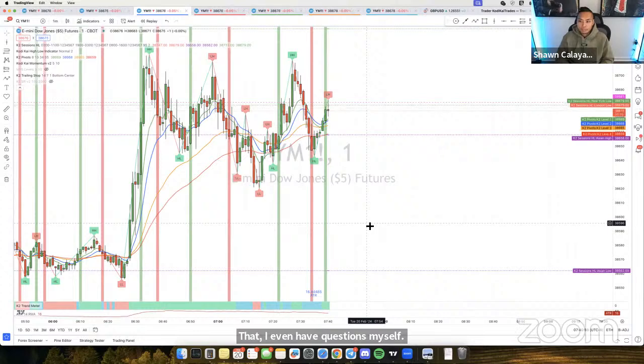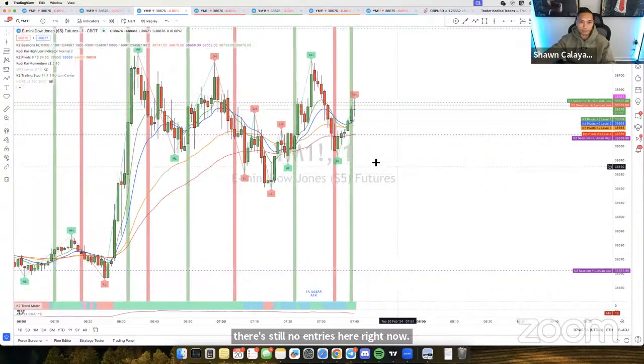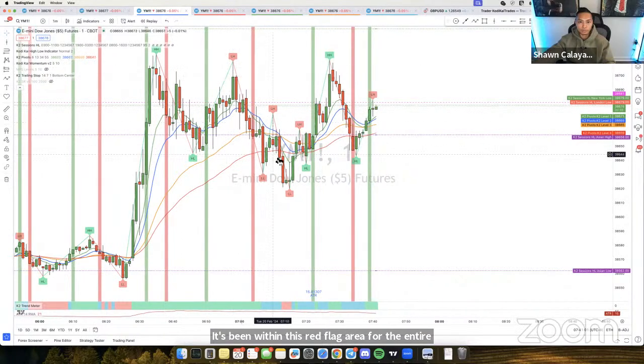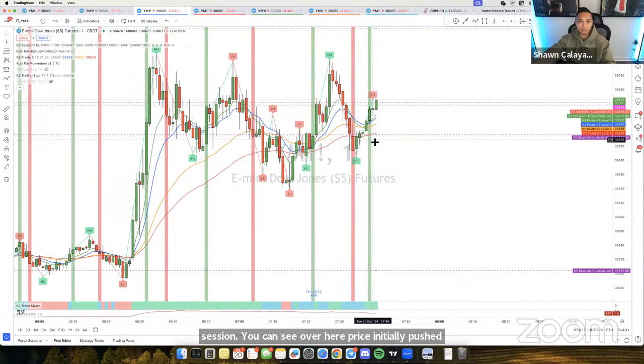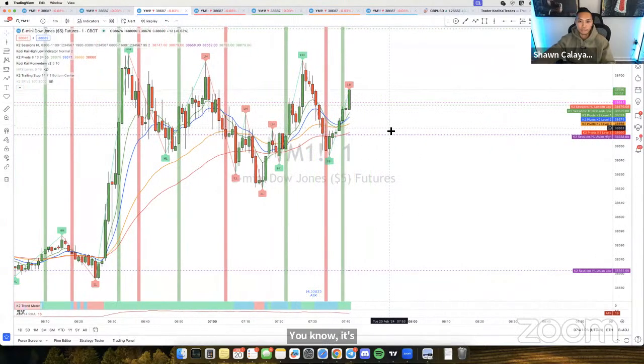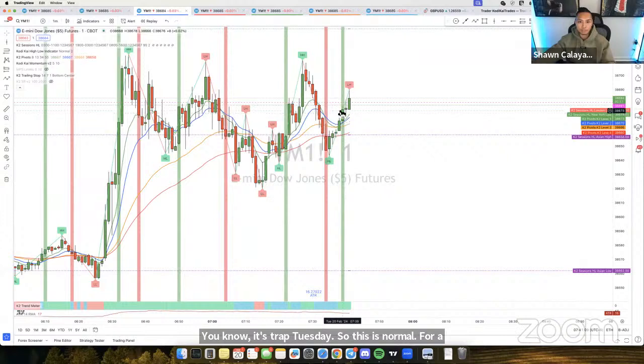But again, guys, there's still no entries here right now. It's been within this red flag area for the entire session. You can see over here, price initially pushed up right here on open, and then it's just been ranging back and forth between the sessions all day long. It's Trap Tuesday, so this is normal for a day like this. There's another breakout B3 continuation right there.